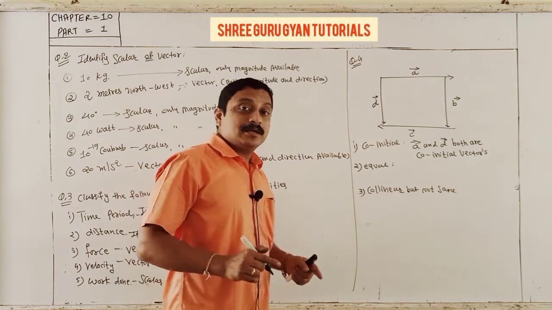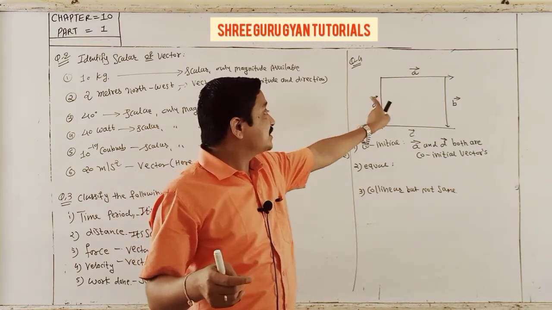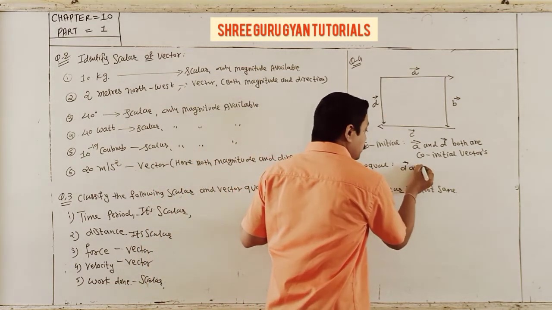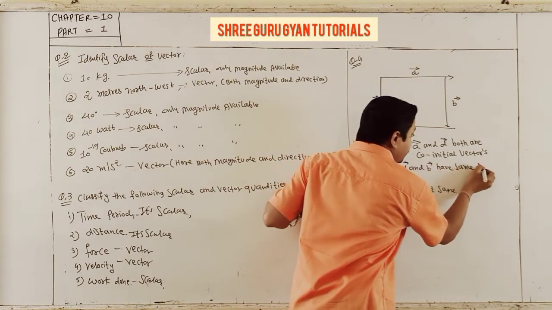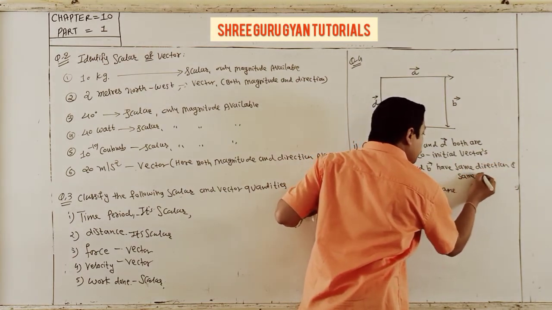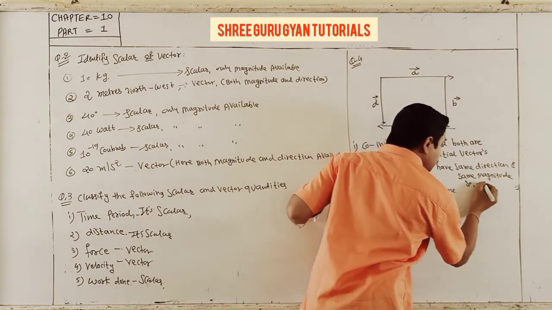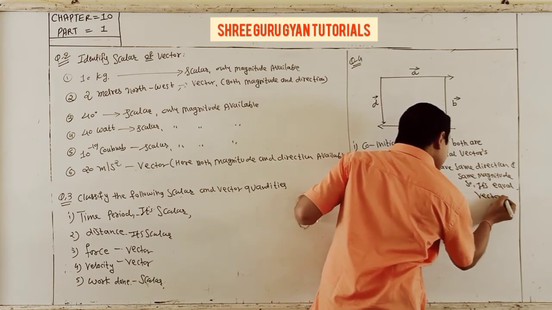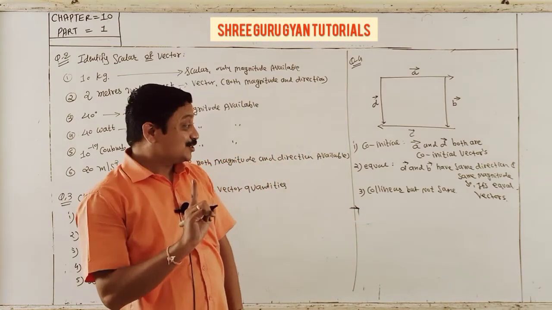Second, equal means direction and magnitude are the same. What has the same direction and magnitude? D and B. Yes, D and B have the same direction and the same magnitude. So these are our equal vectors. That's your answers. And last I write down here, collinear but not the same.